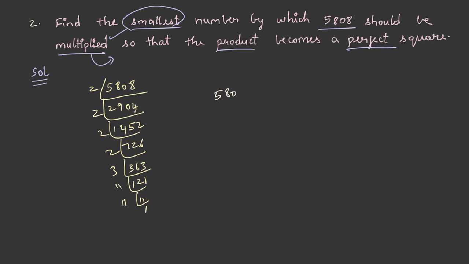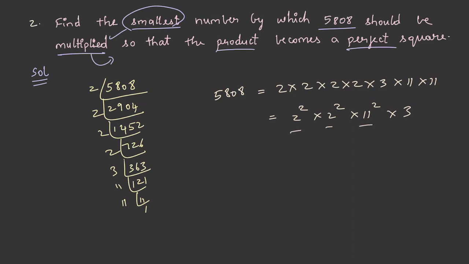So 5808 can be written as 2 into 2 into 2 into 2 into 3 into 11 into 11. This can be written as 2 square into 2 square into 11 square into 3. Each number has a pair, isn't it? The only number which doesn't have a pair is 3. So the smallest number multiplied to 5808 is 3 in order to make it a perfect square. That is the answer.